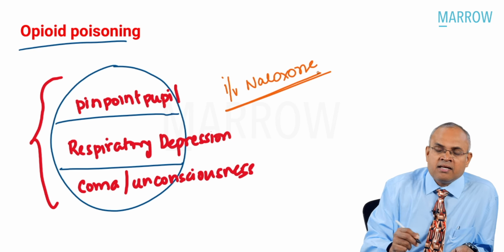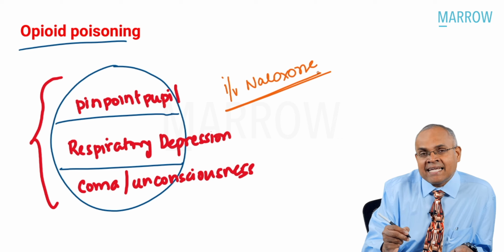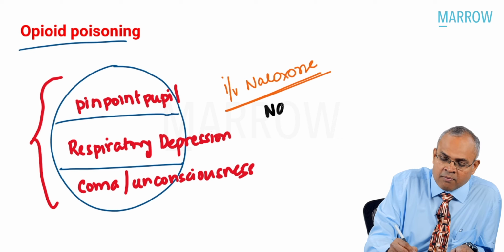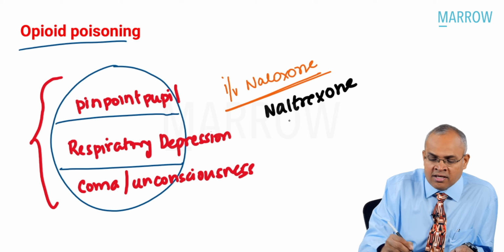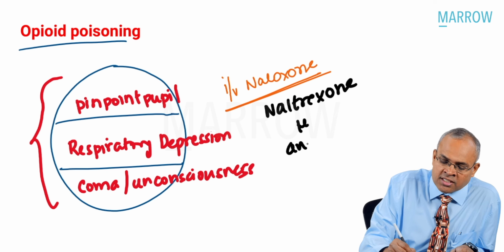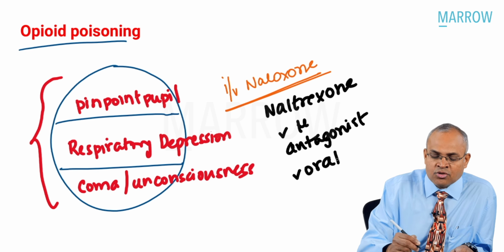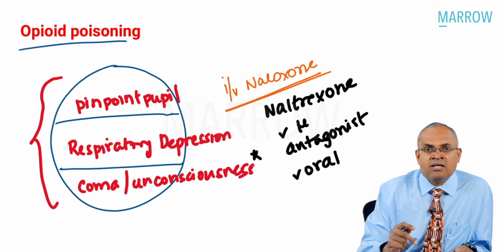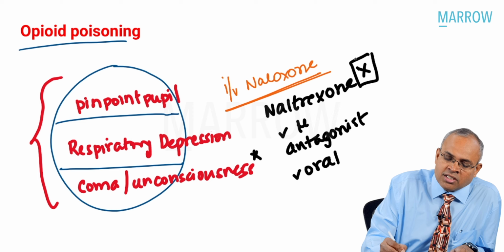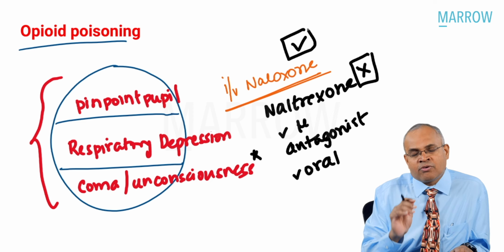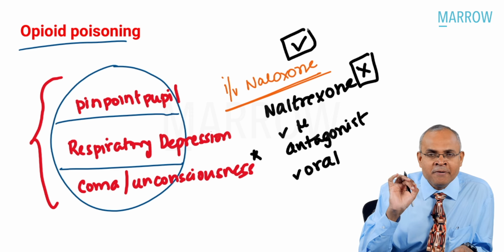Getting it? Most of the times in exam, when they ask what is the treatment for opioid poisoning, one of the choices given is naltrexone. Please remember, naltrexone is also an opioid antagonist, but the problem is it's an oral medication, so you cannot give it in patients who are unconscious and comatose, and it takes some time to work. So all these things make naltrexone not the choice, and naloxone the choice. In most of the questions, both will be given. Please choose naloxone, which is the treatment of choice for opioid poisoning.